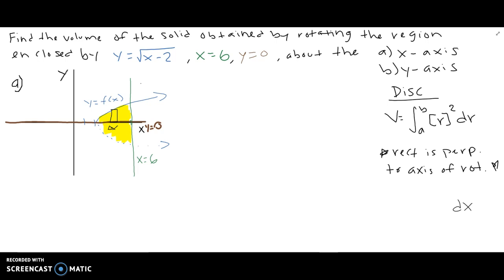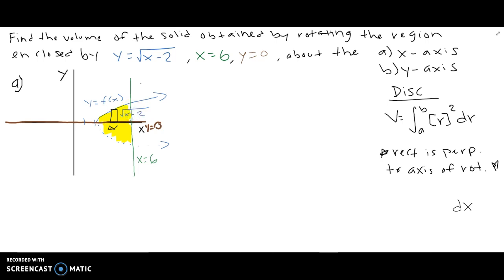So we have this little blue part representing the radius here, which is just the length of the rectangle. And of course we see that the value of that blue mark, the value of the length of the rectangle, is just the value of the function, right? So as we move from left to right, the length of the rectangle changes, or the radius changes, and it's modeled by square root of x minus 2.